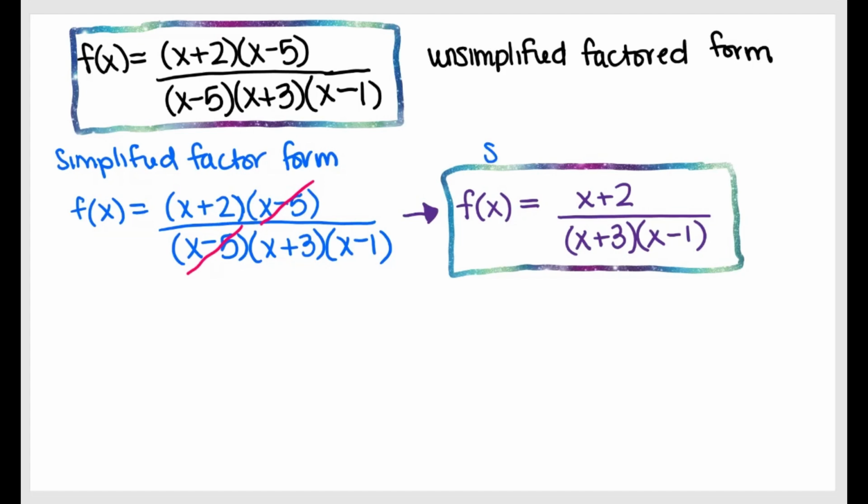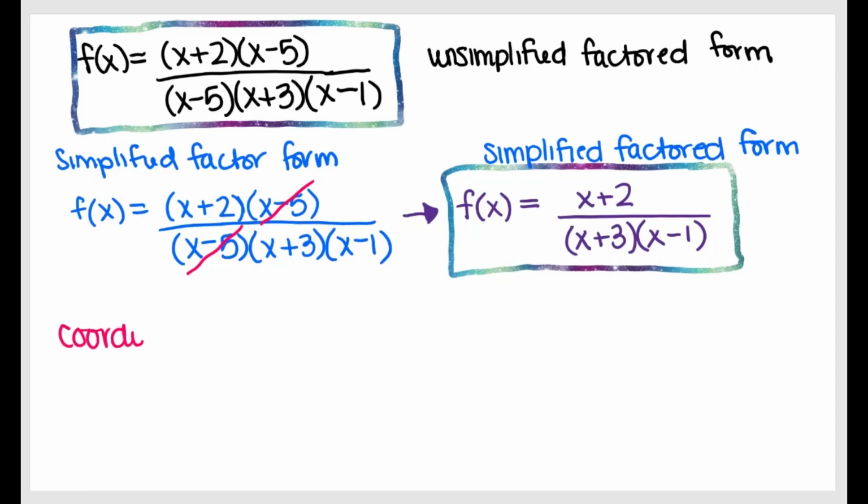And again, this is our simplified factored form, because there are no factors showing up in top and bottom. We're as simplified as possible. We're going to use our simplified factored form to find the coordinates of the hole.